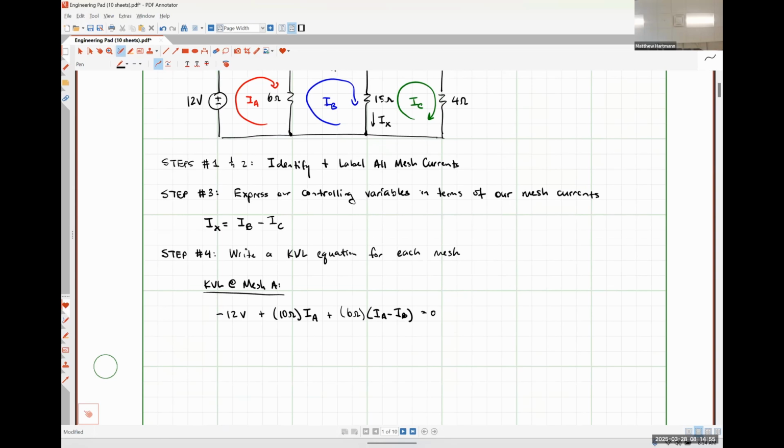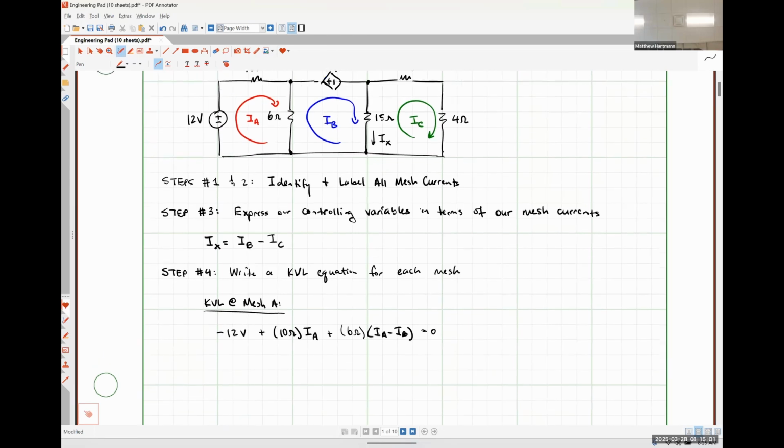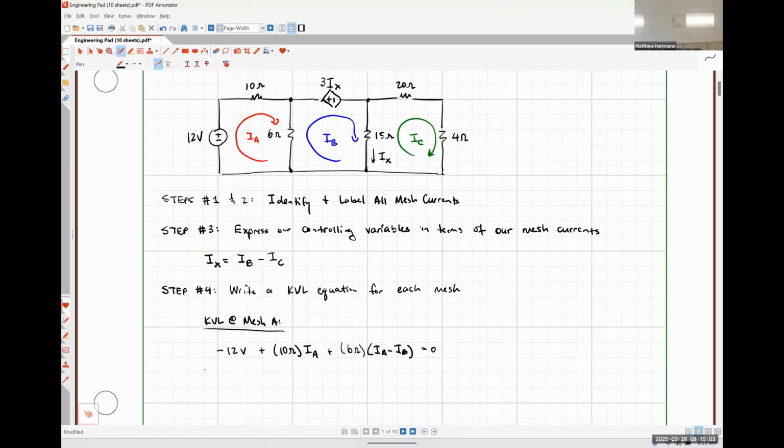So before I move on to mesh B, where I'm going to ask for your input, does anybody have any questions about how I wrote that KVL equation? All right.